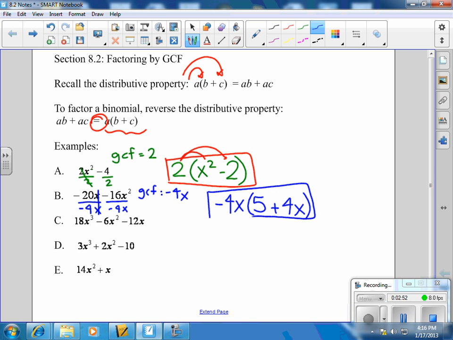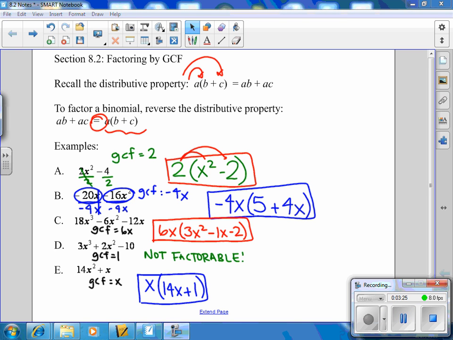Another way to look at this besides just doing division is to see, if I take away negative 4x, what would I need to multiply negative 4x by to give me negative 20x? So all I'd have to multiply is 5. What would I need to multiply negative 4x by to end up with negative 16x squared? Well, we'd have to multiply by 4 to get the 16 part, and then one more x to get x squared. So try the next 3 on your own. Go ahead and pause the video, and I'll throw the answers up there.